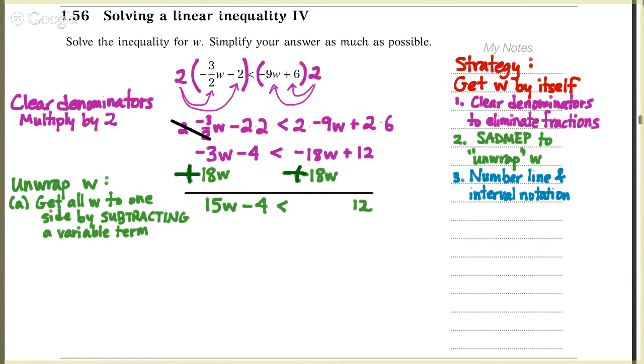What we're going to get on the right-hand side is just plain 12. We don't have any more variables on the right-hand side, which was the point. And on the left-hand side, we'll combine those like terms. -3W plus 18W will give me 15W, and we still have the -4.